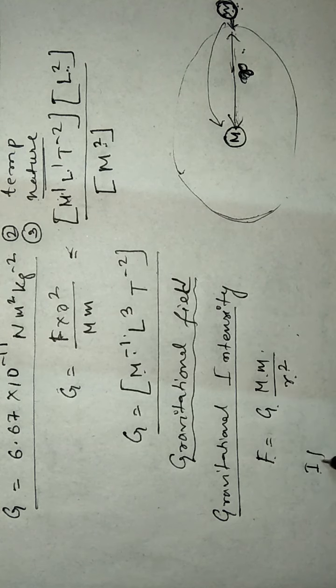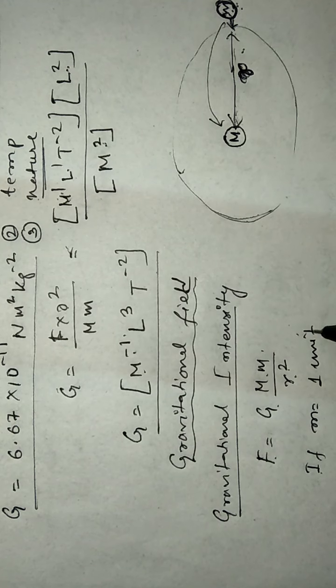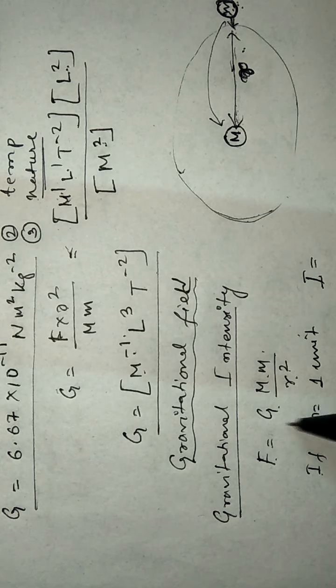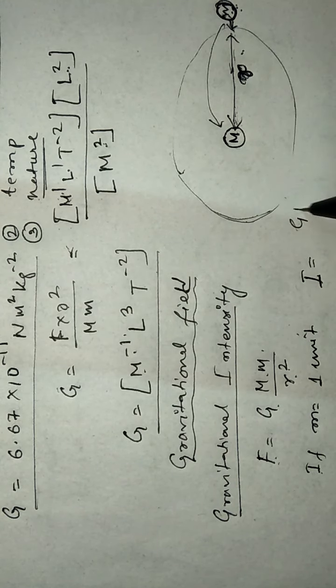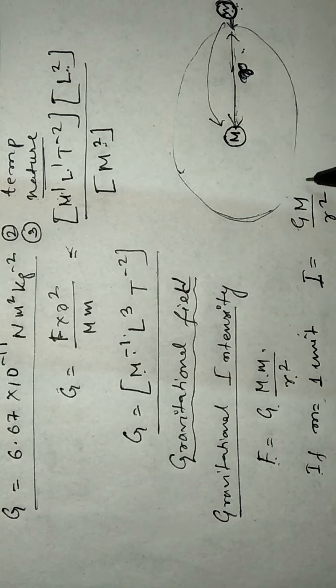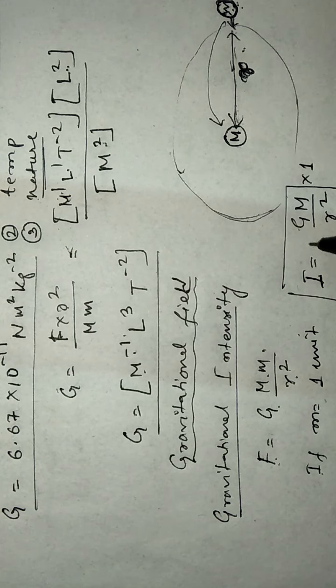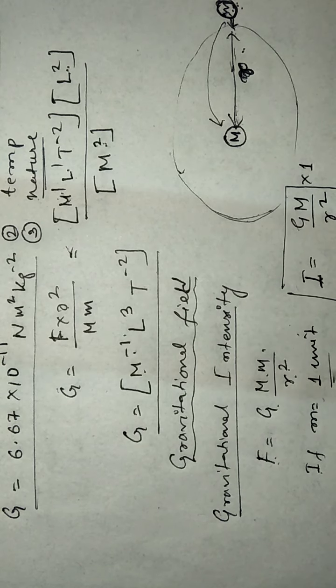Now, if we write that small m is equal to 1 unit, then intensity I, no more F now, will be equal to G into capital M divided by r squared, because small m becomes 1. So I equals G M divided by r squared. That means the force experienced by unit mass. This is unit mass.